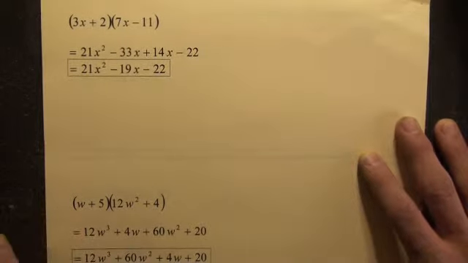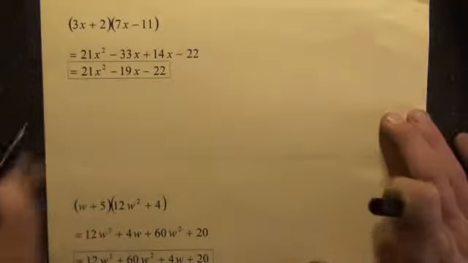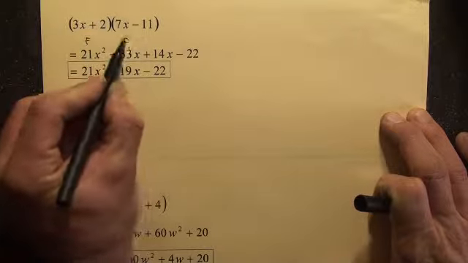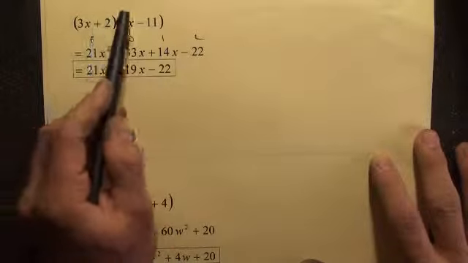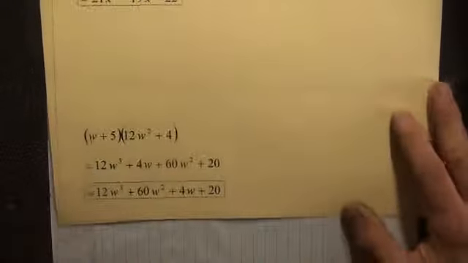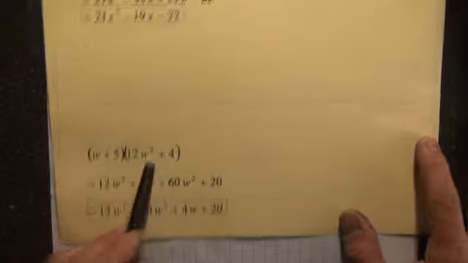You're all set. Another thing you may see this taught as or written as is FOIL: first, outside, inside, last. Otherwise, you can just use the distributive property twice. Okay. Next one. Binomial times a binomial.